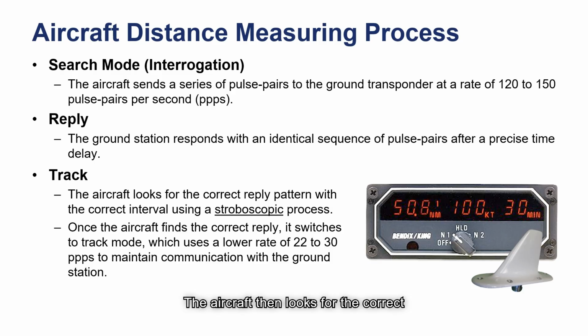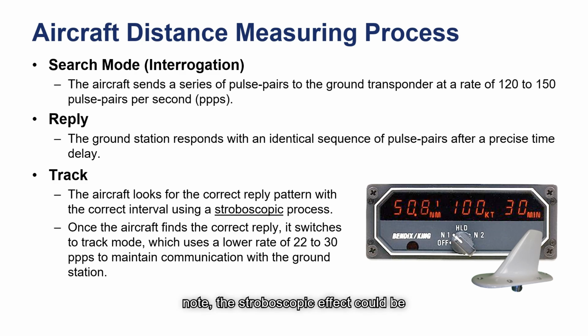The aircraft then looks for the correct reply pattern with the correct interval using a stroboscopic process, and then switches to the track mode once it finds the correct reply, and uses a lower rate of 22 to 30 pulse pairs per second to maintain communication with the ground station.